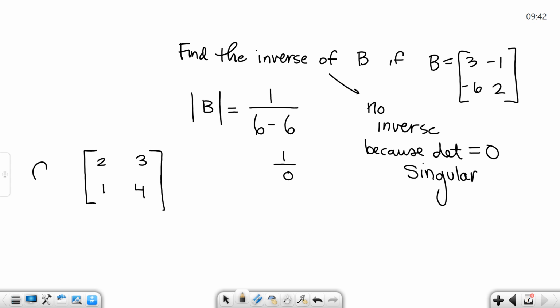Let's call it C because we haven't gotten there today. What I want you to do between now and Monday, besides your homework set, is find the inverse of C. This one has one. So find the inverse of C for me, and we're going to build off of that next time.